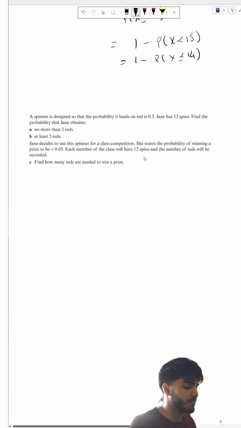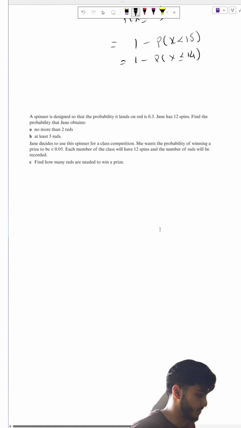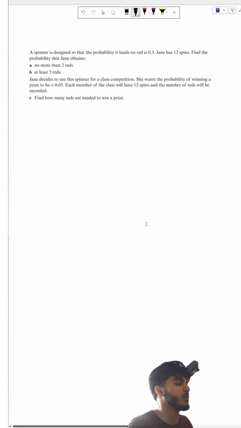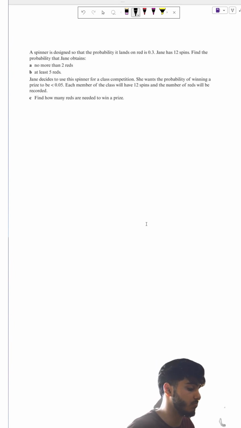Okay, a spinner is designed so that the probability it lands on red is 0.3. I'm skipping that. Oh, that's the end. That's very quick. I'll find some more. Let's do this in the meantime. Spinner is designed so the probability it lands on red is 0.3. Jane has 12 spins. Find the probability that Jane obtains no more than 2 reds, at least 5 reds, and so on. Okay, try this question.